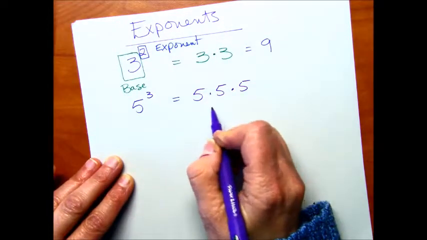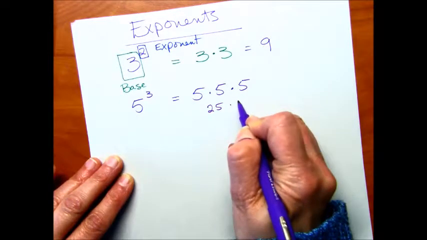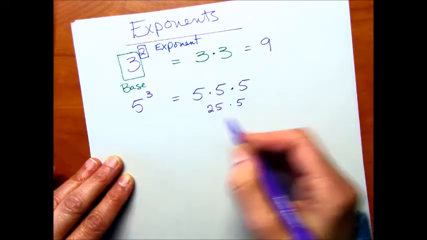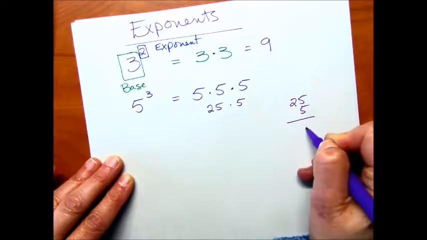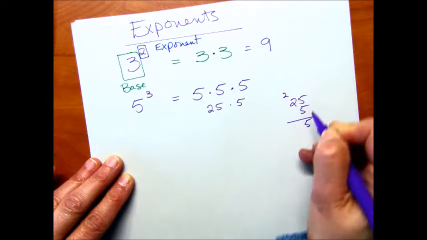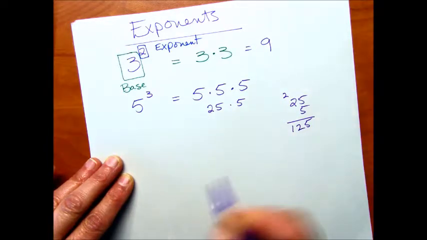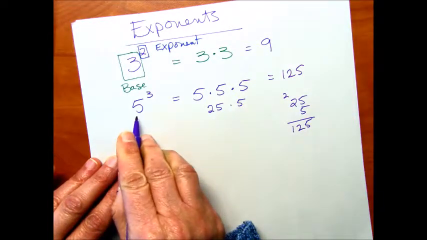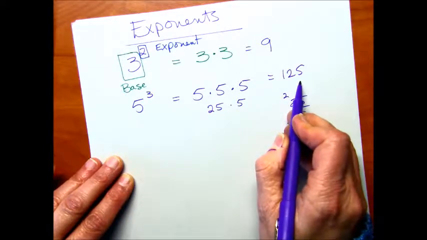Now I know 5 times 5 is 25, but then I have to multiply it by 5 again. And if you need to, we could go 25 times 5 and do a little multiplication on the side. That's going to be 125. So 5 cubed is the same thing as 125.